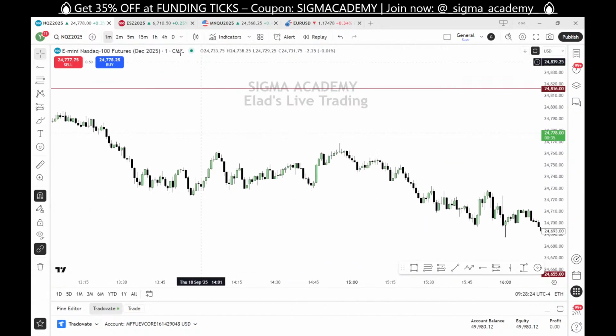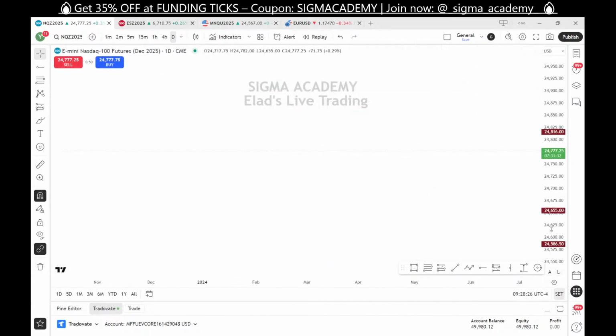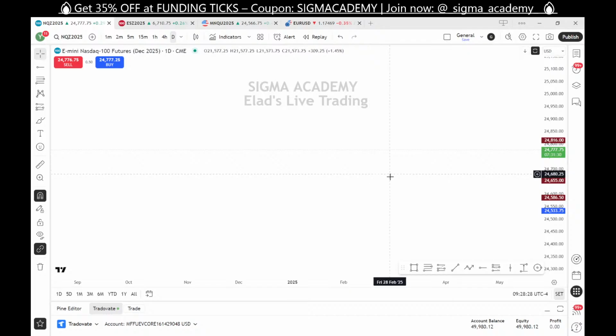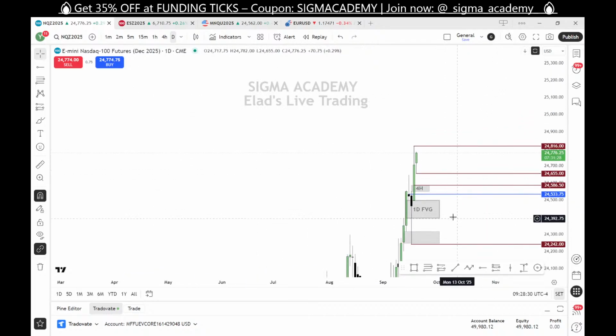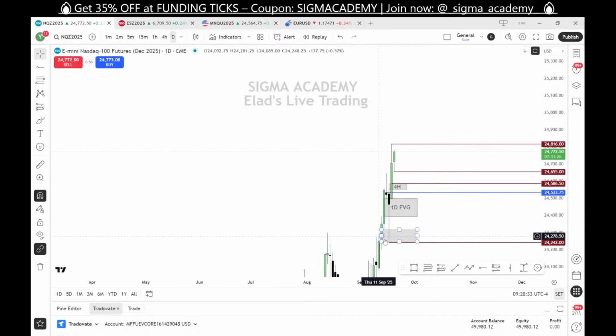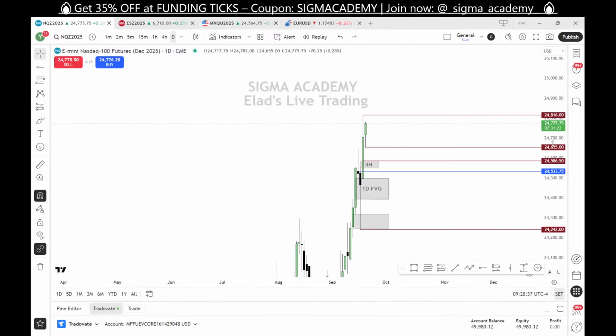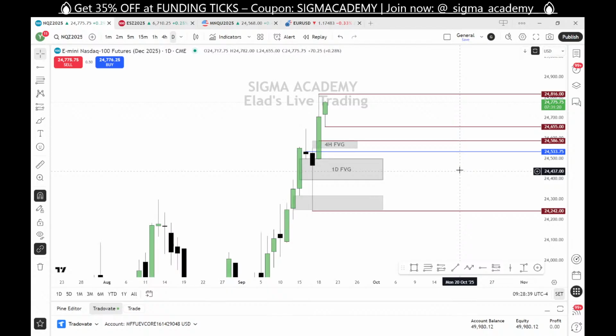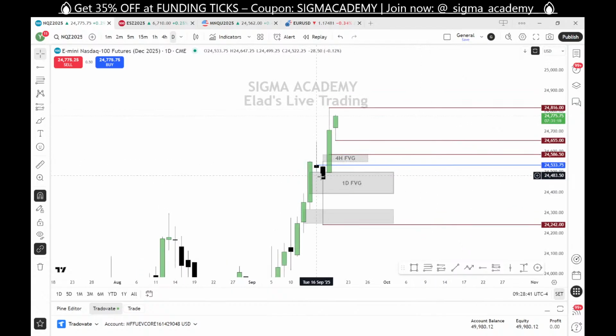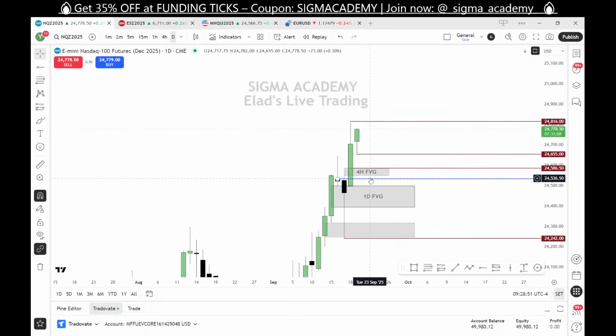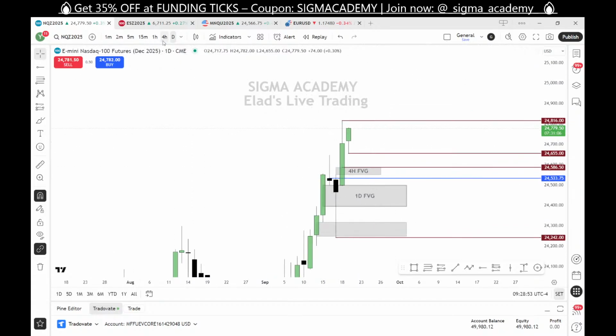Let's talk about today. On the daily chart, as I told you before, the second fair value gap should support price to go higher. Right now, what I see in the daily candles, first of all, is down candles that support price to go higher, so this should help and support price to go higher.